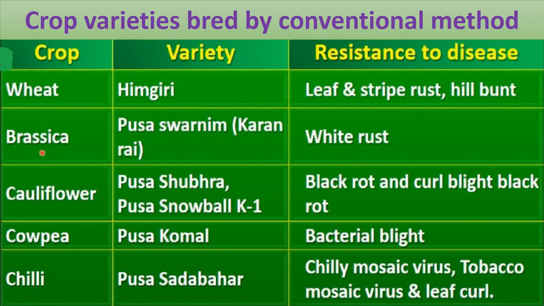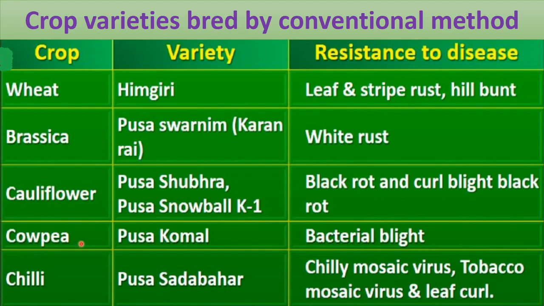For example, Brassica. The variety name for the brassica is Pusa Swarnim, that is also called Karan Rai. This variety of brassica is resistant to white rust. Then cauliflower: Pusa Subhra and Pusa Snowball K1. These two varieties of cauliflower are resistant to black rot and curl blight black rot.